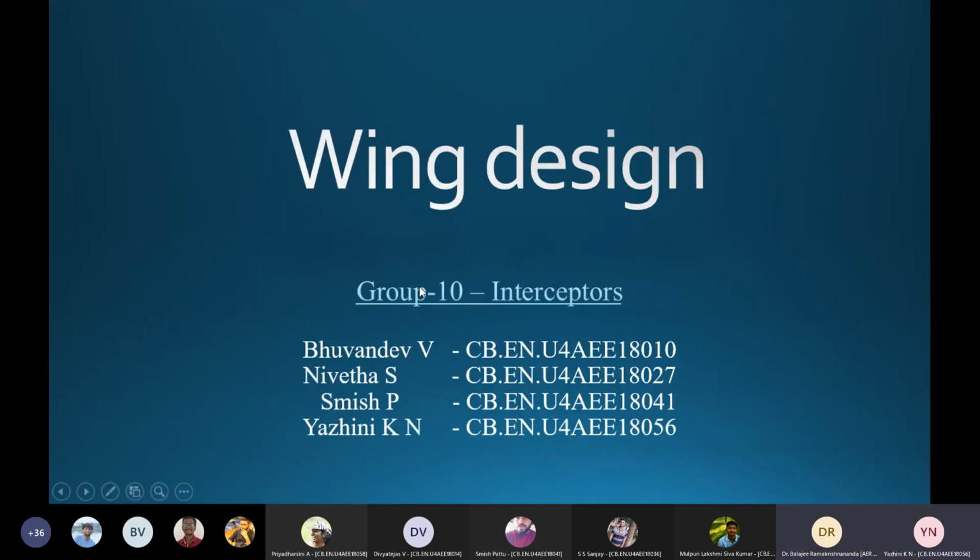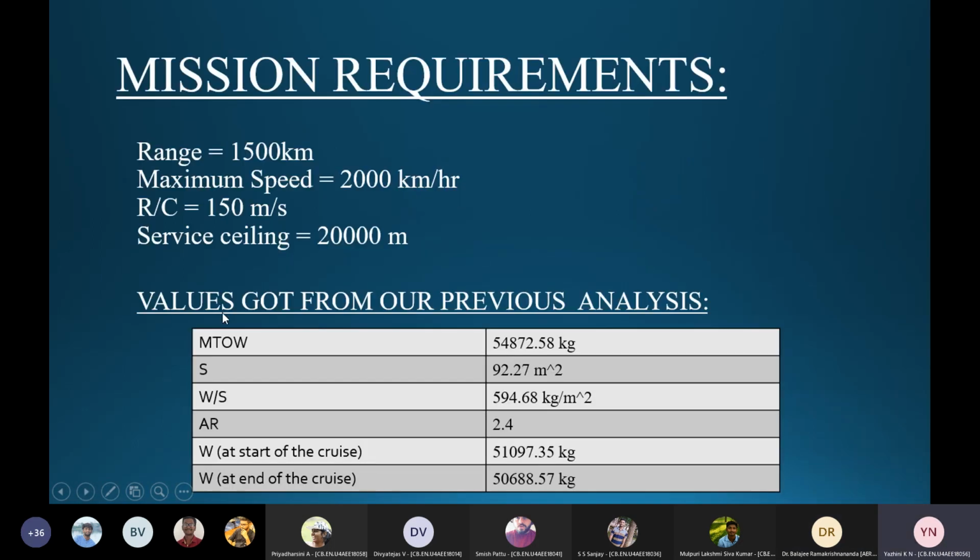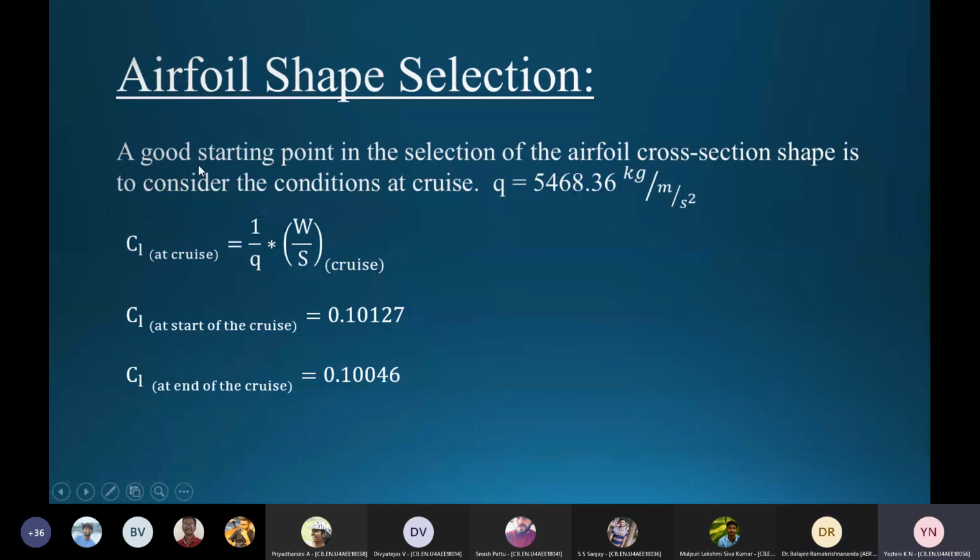Sir, is my screen visible, sir? Yeah. Okay. Good morning, everyone. I'll be presenting the wing design presentation on behalf of my team. Our aircraft is an interceptor. So these are our mission requirements, and these are the values we got from the previous presentations. Airfoil shape selection, we found the Q value at the start of the cruise.